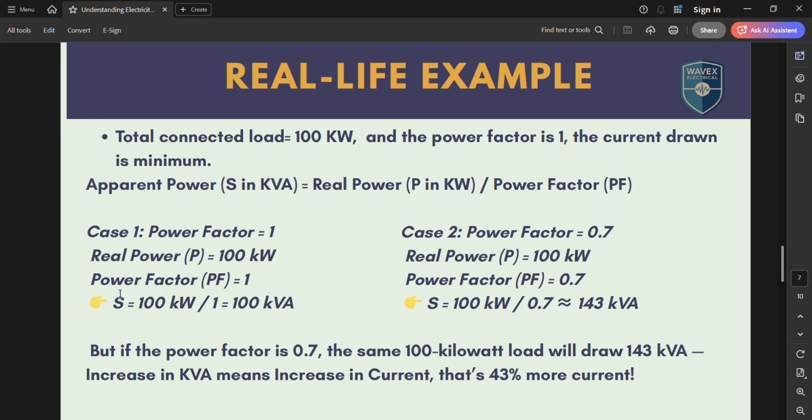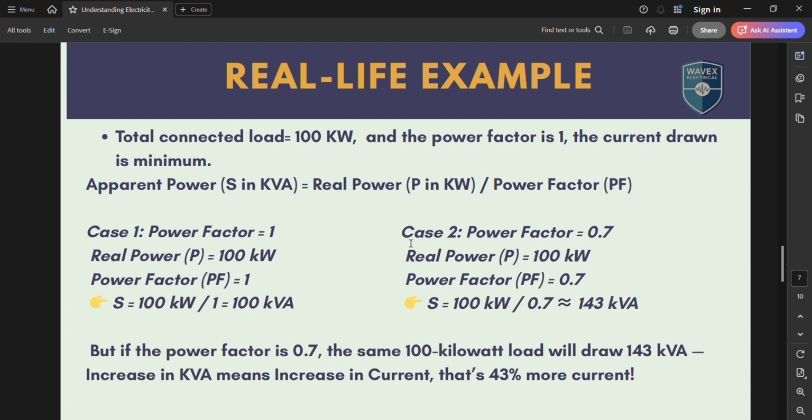Okay, in this example, power factor is equal to what? Power factor is equal to 1. So the apparent power S is equal to kW divided by power factor, that is 100 kW divided by 1, which is equal to 100 kVA. So to run a 100 kW load, we only need a 100 kVA power source, like a 100 kVA transformer.